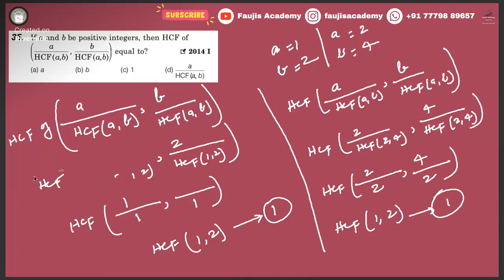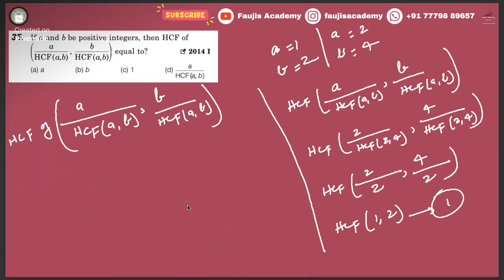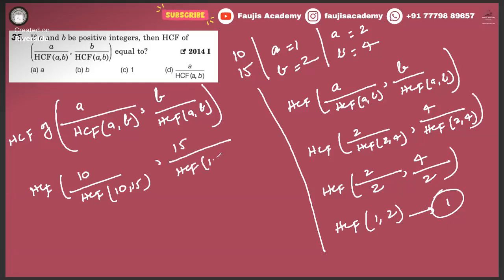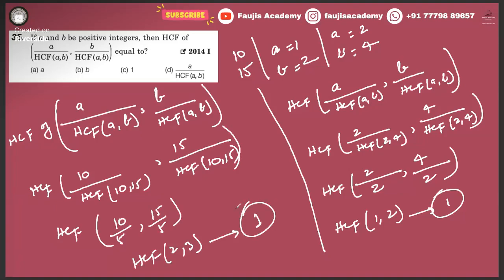Let's take one more case maybe. Tell me what should be the value. 3 and 4. Anything else that's like 1 and 2. Let's take 10 and 15, right? So A is 10, divided by the HCF of 10 and 15, and B divided by the HCF of 10 and 15. What is the HCF of 10 and 15? 5, so we get 2 and 3, and the HCF of those is 1, right? So which one is the right answer for 35? Option C, 1 is the right answer over here, right?